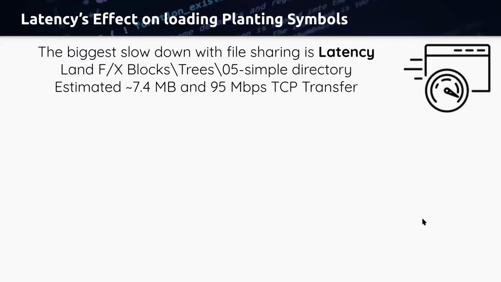So the biggest slowdown you're going to run into with file sharing is latency. Just as an example, I took a blocks directory out of a standard LandFX installation, estimated at about 7.5 megabytes. TCP protocol transfers, which is the protocol used for network file sharing, are going to average 95 megabits. If you have a professional IT team that does network administration and optimization, you can absolutely get faster transfers out of it. But for the most part, you're going to be sitting around there.